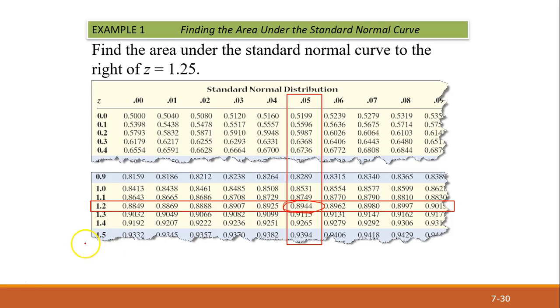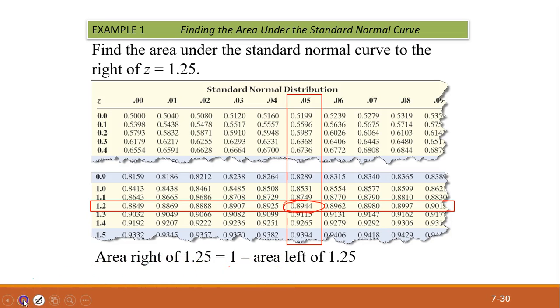0.8944. But it is asking for to the right of the curve, so we have to use that complement rule and say 1 minus the area to the left of 1.25, and you get this right here. So take 1 minus the area you found to get our answer that is to the right of the curve.